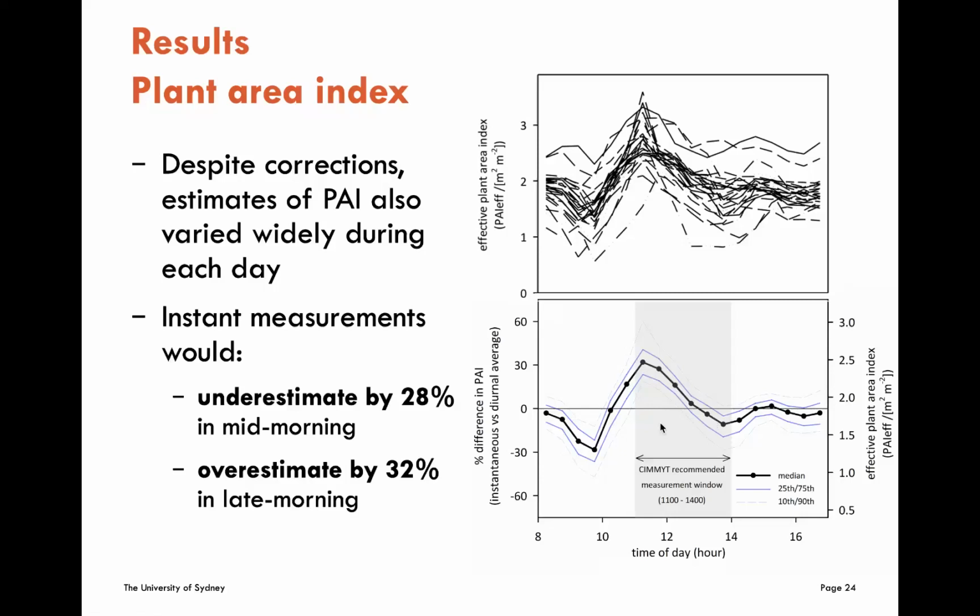which we measured by taking an average across the whole day of these measurements here. And so, I mean, these are big numbers. If you're going to be making decisions about breeding based on plant area index or leaf area index, this is huge. And so, yeah, we feel this is absolutely massive for people who are using ceptometers in their daily research.